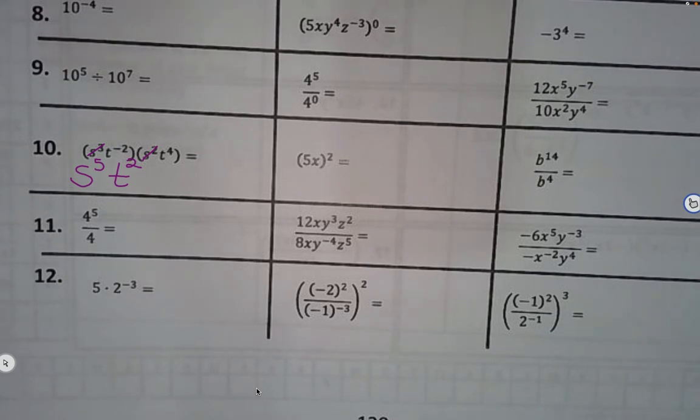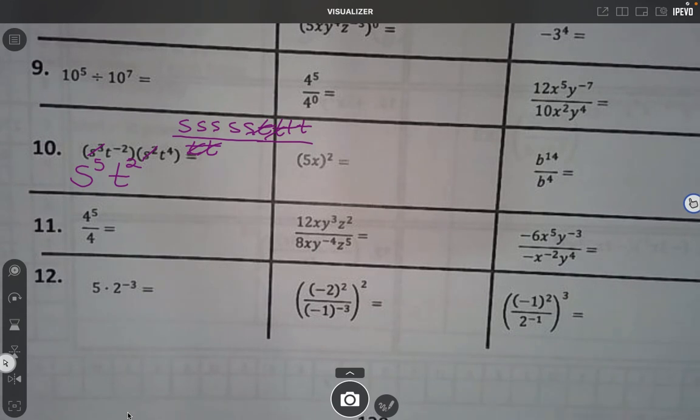Another way to think of it, y'all, is that I had 3 S's up top, and 2 T's in the bottom. I had 2 more S's up top and 4 T's in the top. If they're positive, you put them in the top. Then you would just count. You have 1, 2, 3, 4, 5 S's in the top, and then 2 of these cancel out, and I have 2 T's in the top. That's another way to think about it. S to the 5th, T squared.